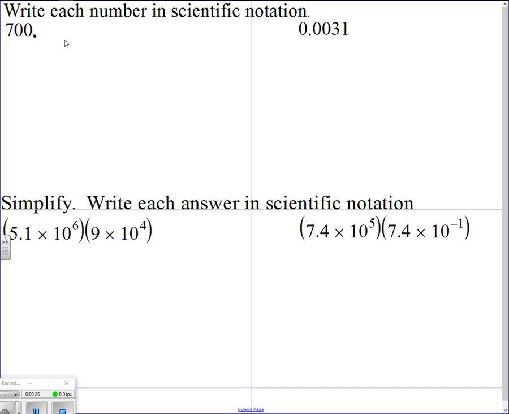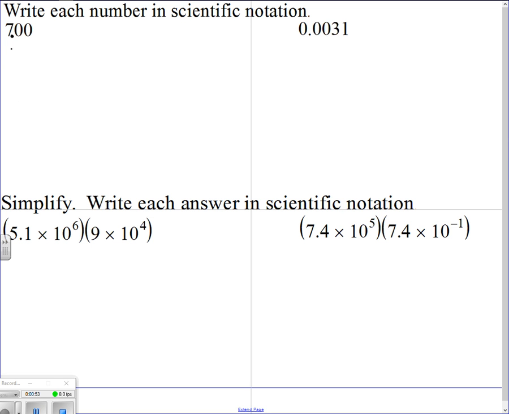If I move it to the right, the number will get larger and larger. If I move it to the left, the number gets smaller and smaller. Now I want 700 to become smaller. I'm going to move it once, and now I went from 700 to 70. Well, it's still not between 1 and 10, so I need to make it smaller. Move it to the left another place. So now that number is between 1 and 10.